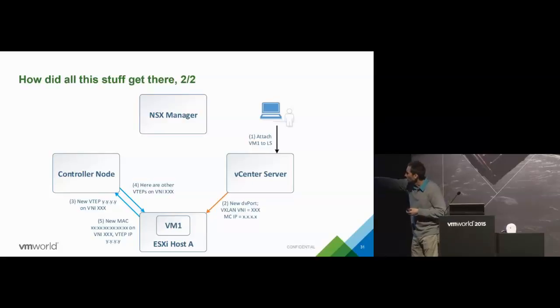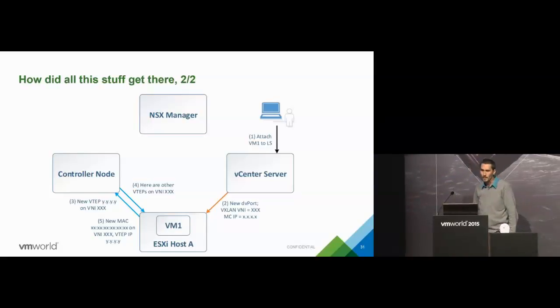So the host now has those opaque attributes associated with that distributed port. Once that's done, the host is going to join the VNI and get the other VTEPs on that VNI, and also send a notification of the MAC of VM1, basically saying that this is VM1's MAC address and it's now connected to VNI XXX. Okay, we see here controller interaction.